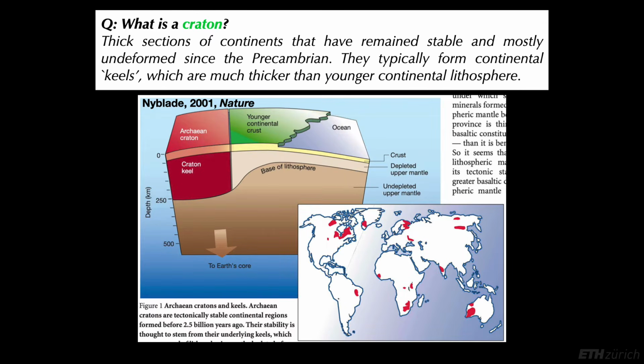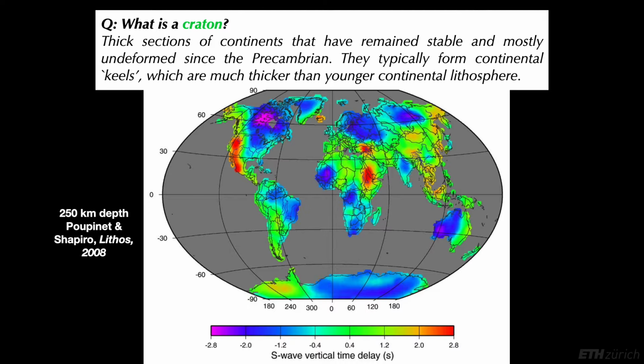In cross-section, cratons are thought to form these continental keels where the crust and lithosphere is substantially thicker than the Phanerozoic continental material. If we look at global S-wave velocities, for example, this is an image taken at 250 kilometers depth, and you can pick out several of the cratonic sections just based on their faster S-wave velocities at 250 kilometers, indicating there's still relatively dense, cold lithosphere at these depths beneath the cratons.